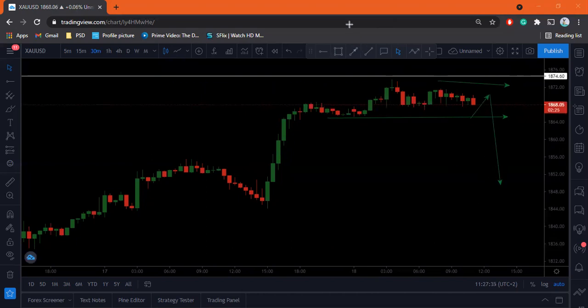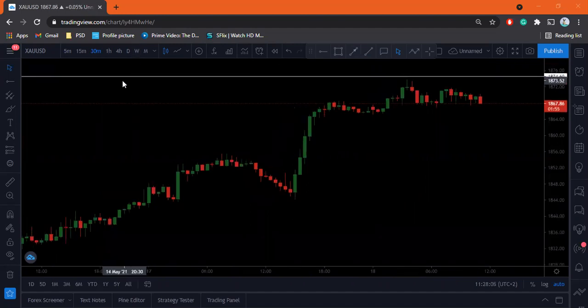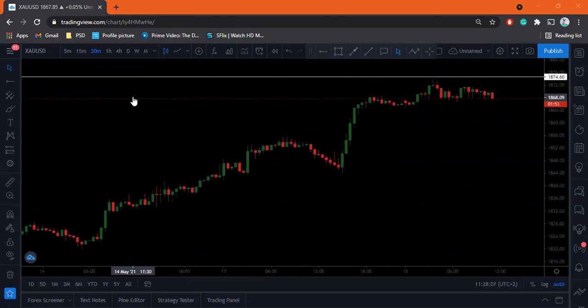Yes, for all pairs actually. That's what normally happens. Price retests the low or the high, or it will pull back to the most recent range or most recent breakout, retest before it pushes price higher. Or lower. Yes, exactly. That's what I would expect for today.